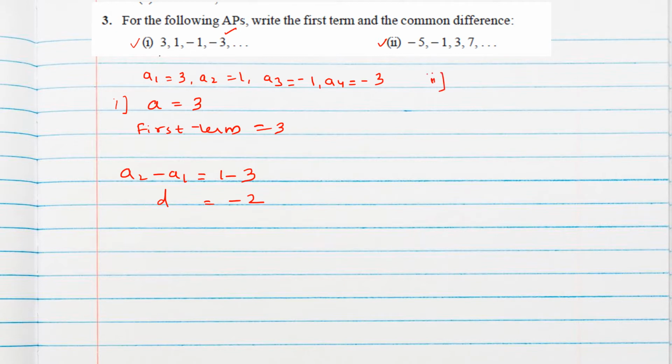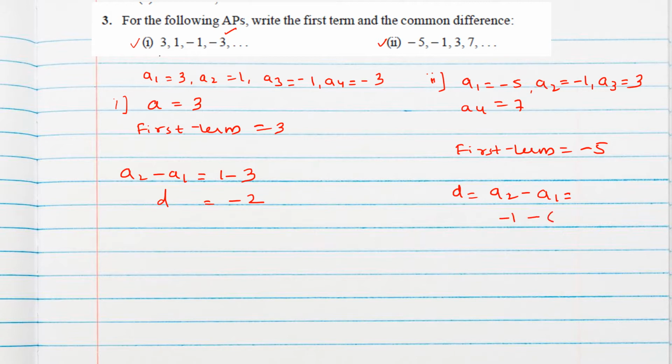For the second question also, A1 is minus 5, A2 is minus 1, A3 is 3, and A4 is 7. So the first term is minus 5. To find the difference, we can take the difference of any two terms since it is an AP. So A2, minus 1, minus of minus 5 will give minus 1 plus 5, that is 4. So the common difference is 4 here.